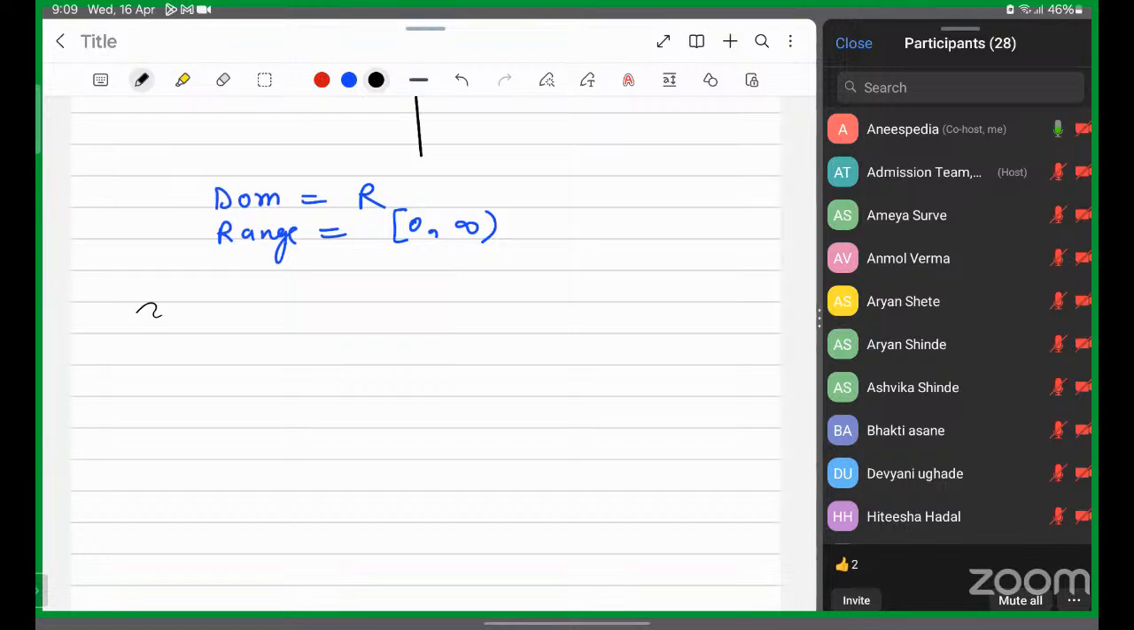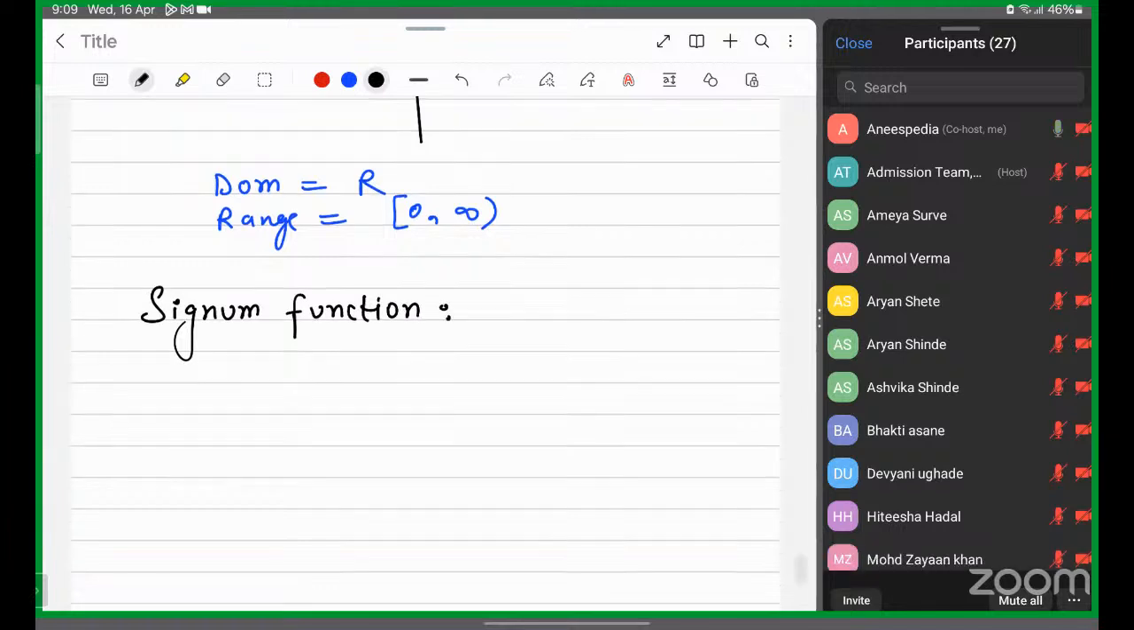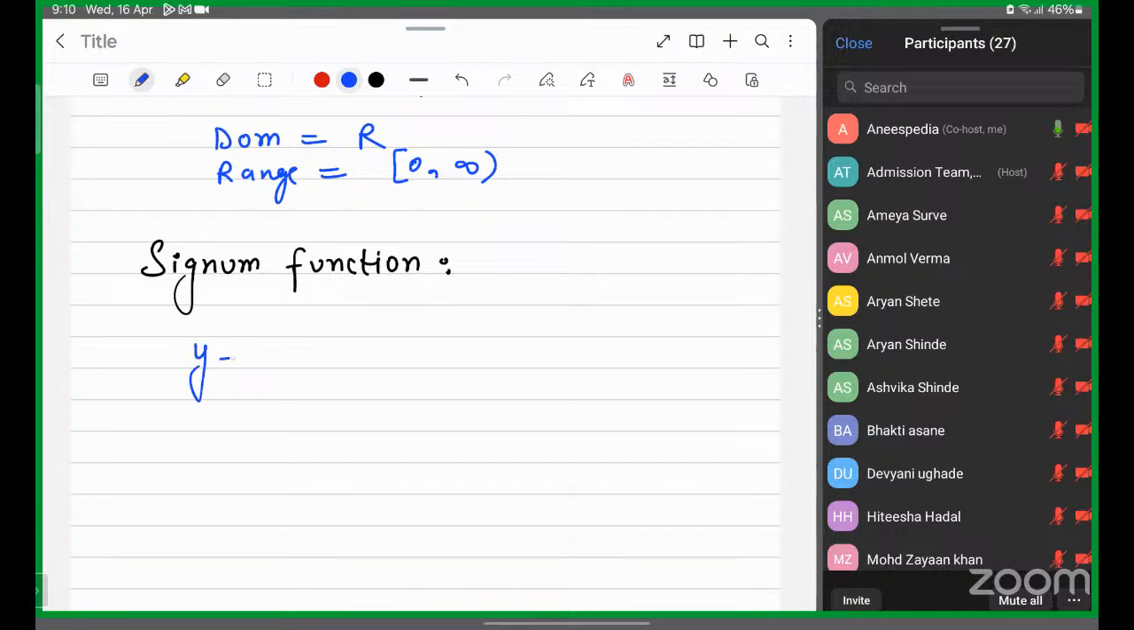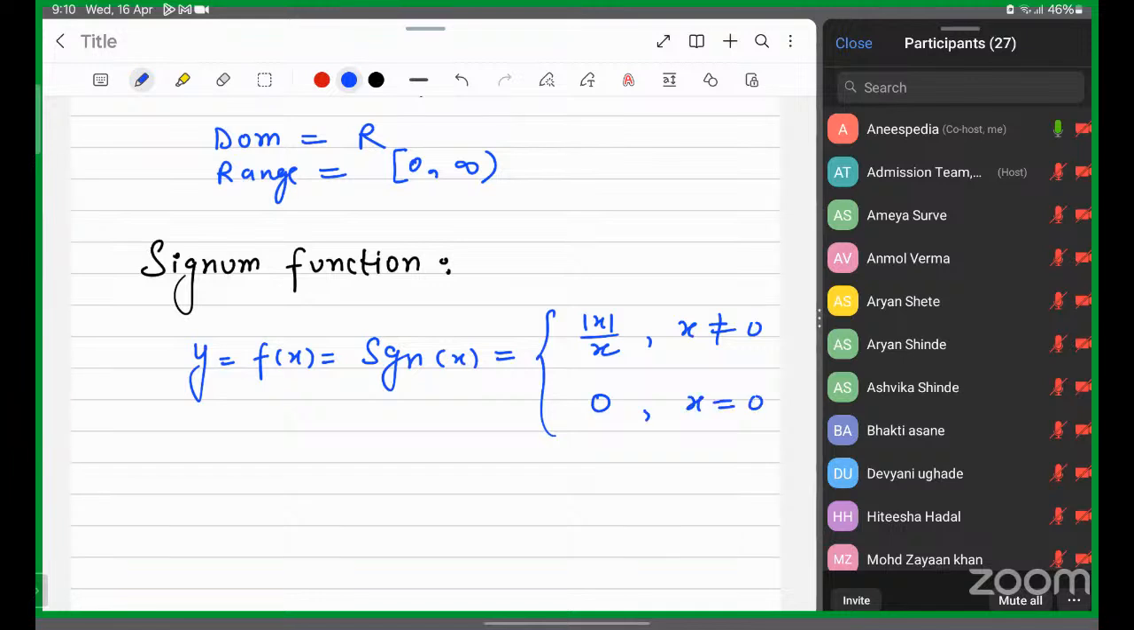Next function we have signum function, which is defined as y is equal to f of x is equal to signum x, which is given by mod x by x if x is not 0 and 0 if x is 0.